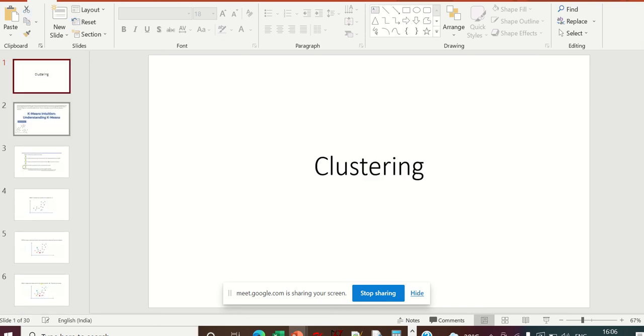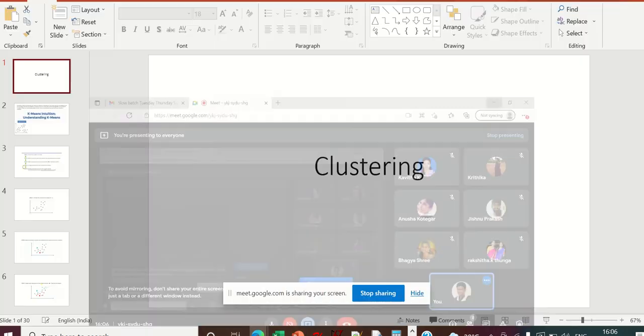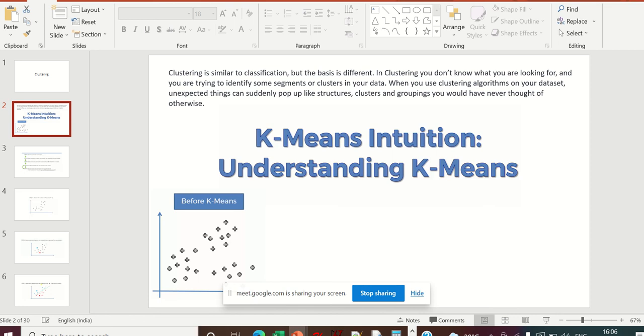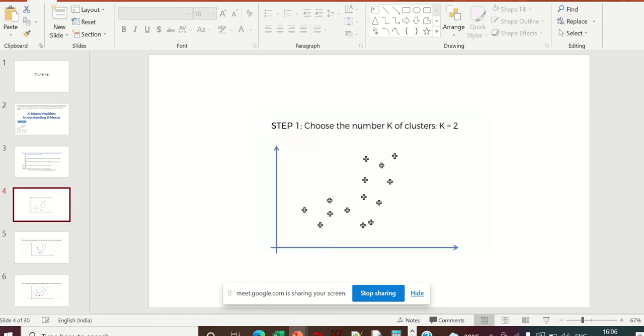So now you understood what is clustering. Now, it's not like classification, there are multiple types. Here there are only two types of clustering. One is k means, and the other is called hierarchical clustering. So in k means, let us directly jump into the example.